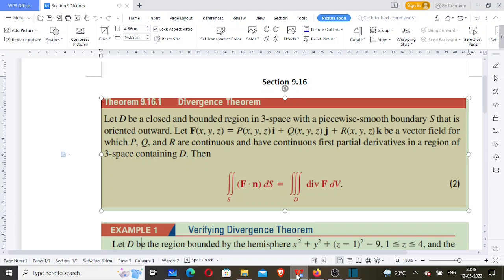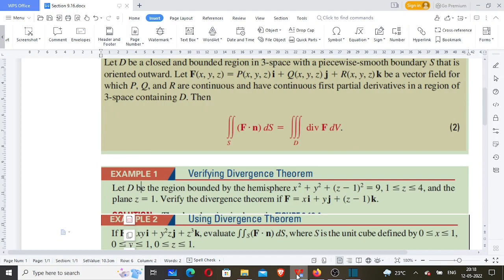Now we have a problem verifying the divergence theorem. Let D be a region bounded by the hemisphere x² + y² + (z-1)² = 9, 1 ≤ z ≤ 4, and the plane z = 1. Verify the divergence theorem if F = xi + yj + (z-1)k. So our region is a hemisphere with center (0, 0, 1) and radius 3, and we have a plane z = 1.